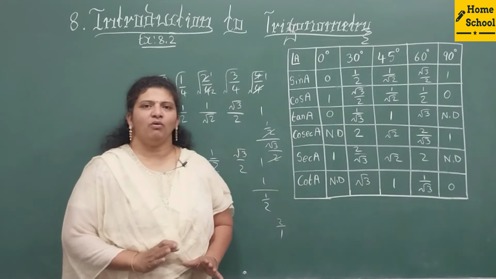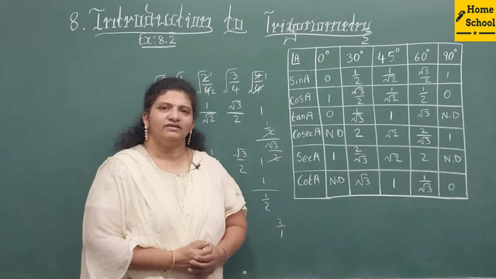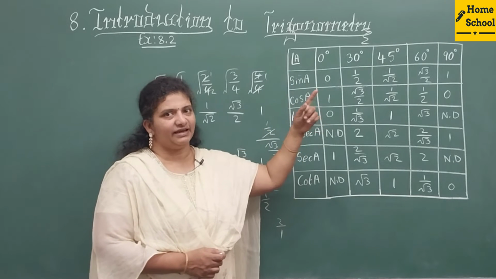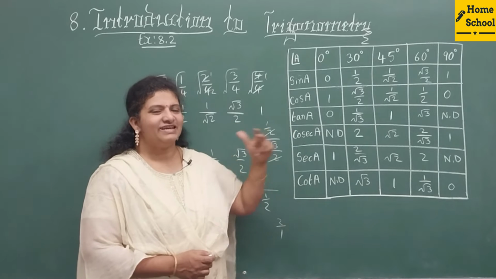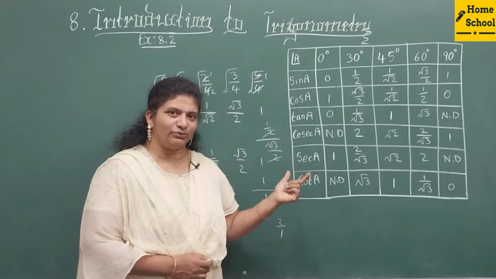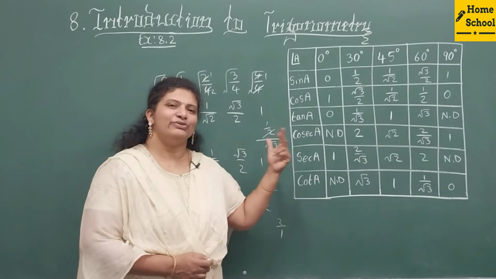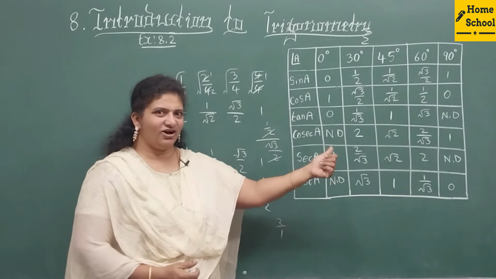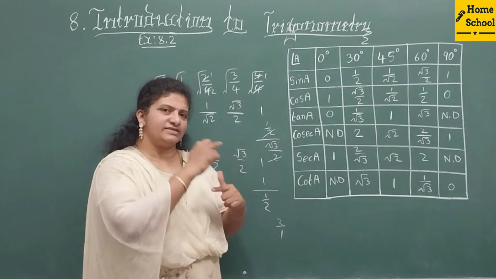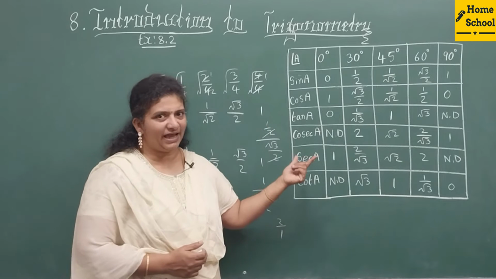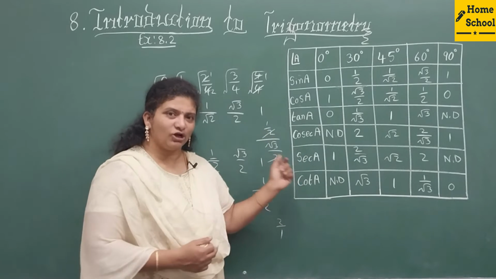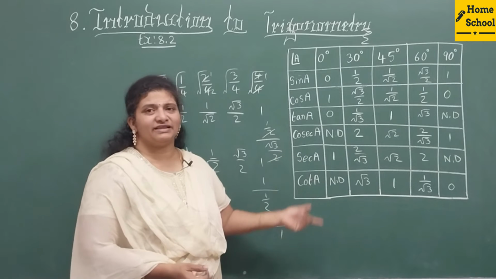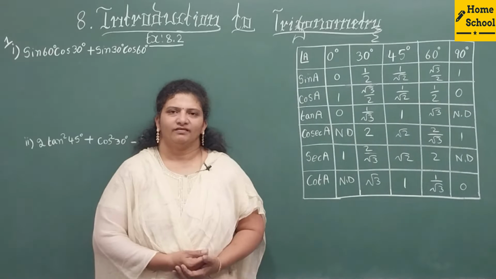If you remember one line, what is that line? 0 degree, 30 degree, 45 degree, 60 degree, 90 degree, and the next line is 0, 1 by 2, 1 by root 2, root 3 by 2, 1. Reverse, you will get cos. If you do sine by cos, you are going to get tan. Tan in reverse order is cot. Cosecant is nothing but 1 by sine. Secant is nothing but 1 by cos.